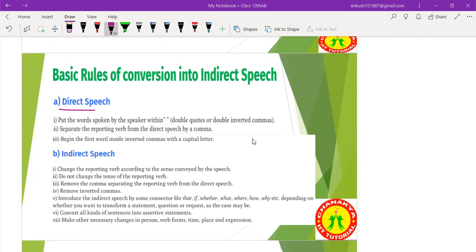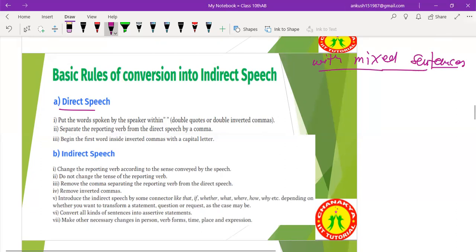So what was I telling you, beta? I was telling you that there is only one question asked over there on direct and indirect speech, but that is given with mixed sentences. That question is asked with mixed sentences, and all those sentences belong to direct speech. You have to transform them into indirect speech. So I was here at the basic rules of conversion into indirect speech from direct speech.